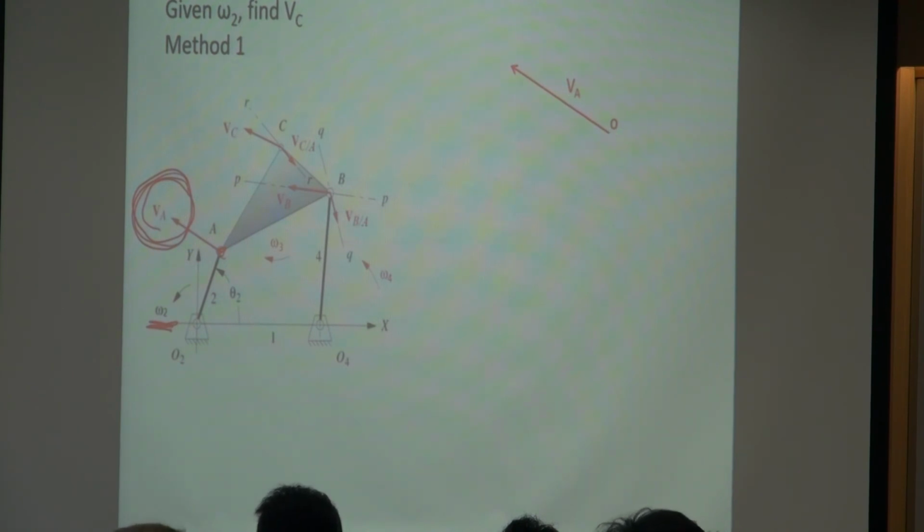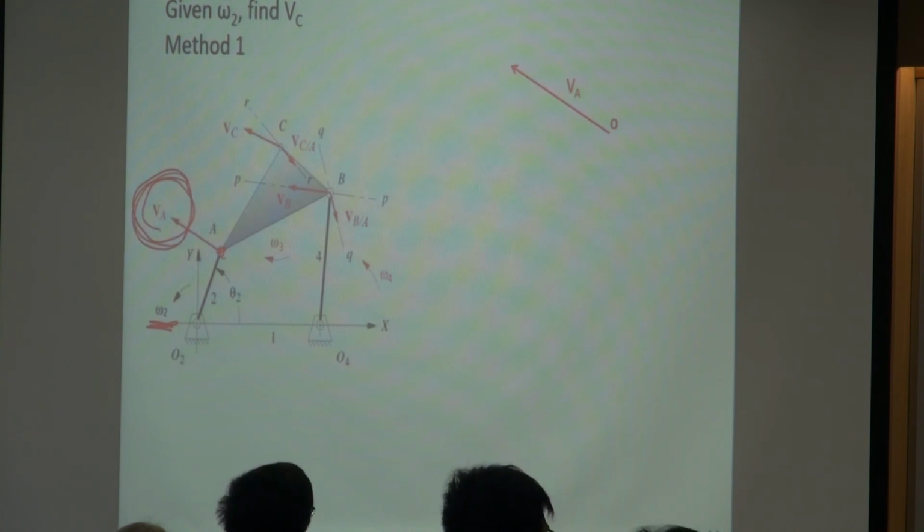I just draw them in scale. You can define a scale by yourself. Here I just define a certain scale. I suppose VA is this large. Our goal is to find VC, and we're still far away from finding VC. We know VA, so before we find VC, let's try to find something easier first.